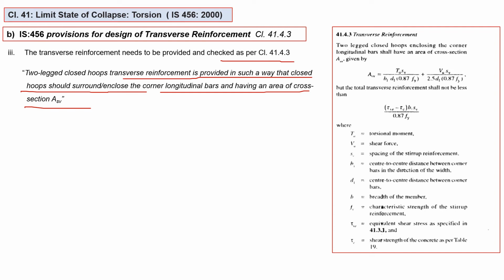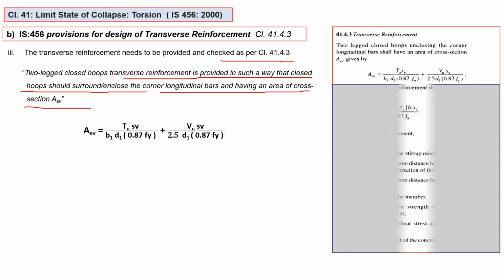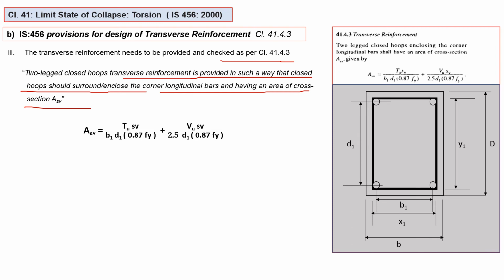Now you will be able to understand in the next step. This is the formula for calculating the area of steel to be provided for the transverse reinforcement. So this will be the sectional diagram here. This is a beam section having width b and overall depth capital D.